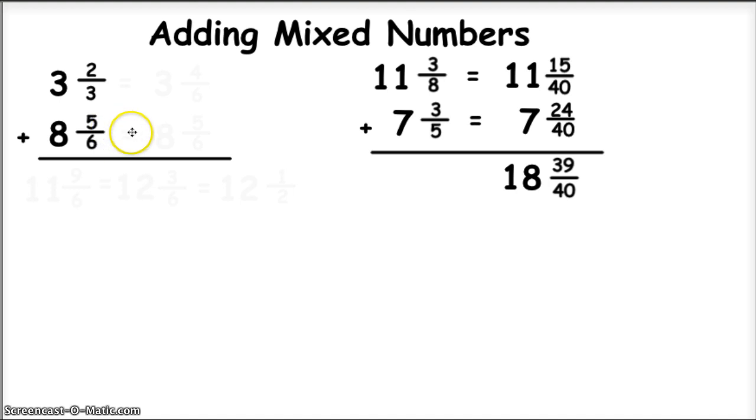My 8 and 5/6 is going to stay the same because 3 is a factor of 6, and I can multiply 3 by 2 to make 6. So if I leave the first one the same, that's going to stay as 8 and 5/6.